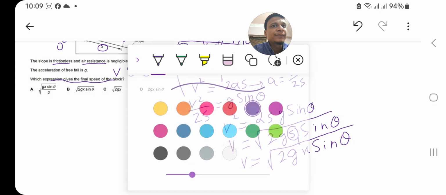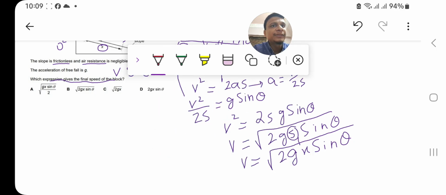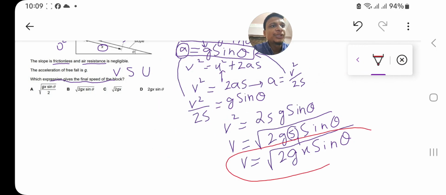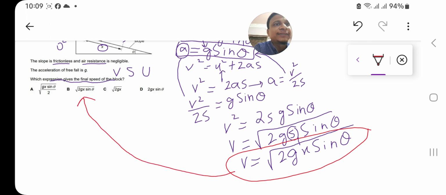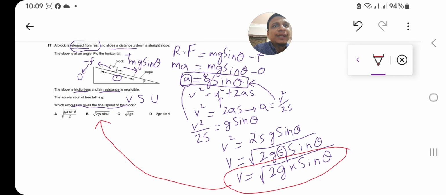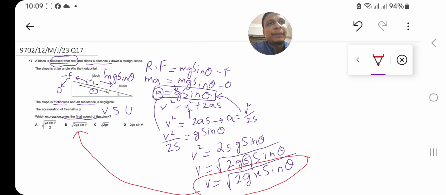So B will be the right answer. Just match it, 2gx sin theta. This is all from the inclined plane question, June 23, paper 1-2, question number 17.